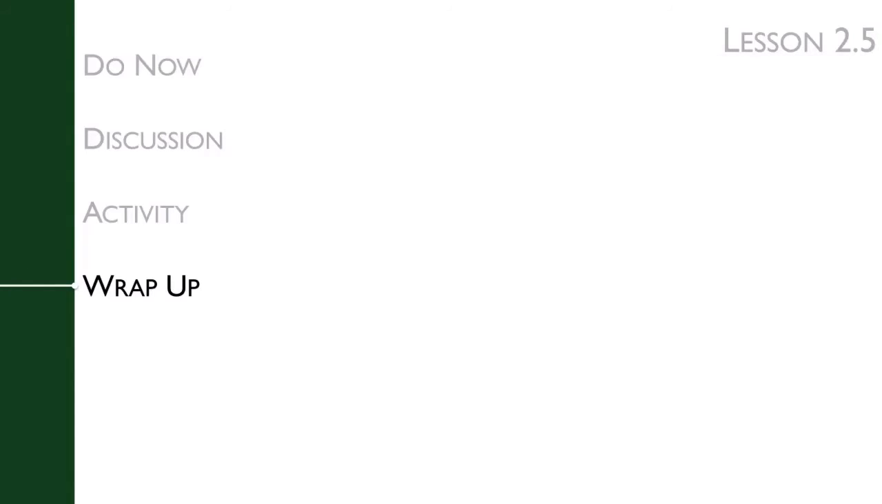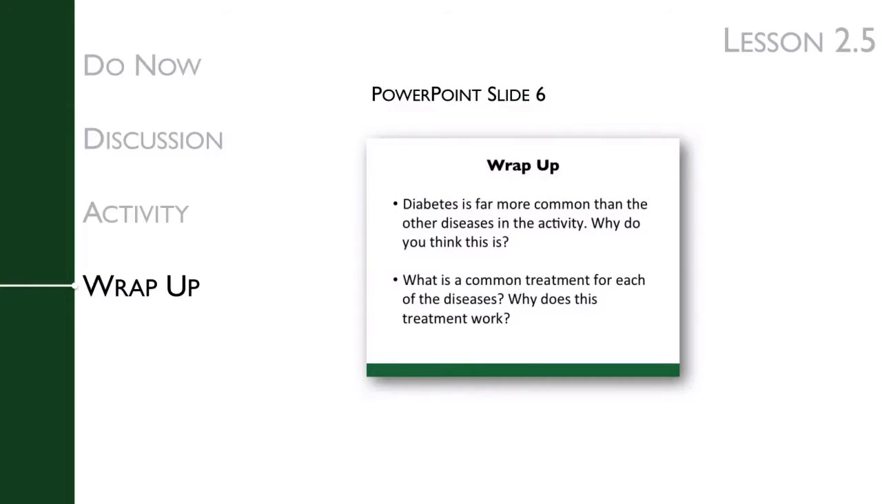The wrap-up summarizes the activity in 2 questions. Diabetes is far more common than the other diseases in the activity. Why do you think this is? And what is a common treatment for each of the diseases? Why does this treatment work?